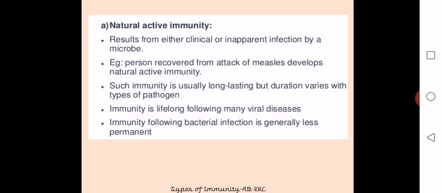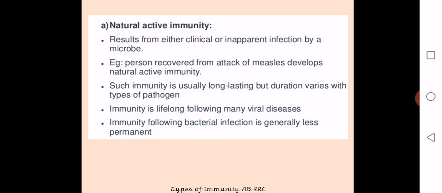Then the two subclasses of active immunity are natural active immunity and artificial active immunity. Natural active immunity means there is a natural infection. When you have a natural infection, and as a result of this natural infection the immune system is activated, then it is called natural active immunity, right?